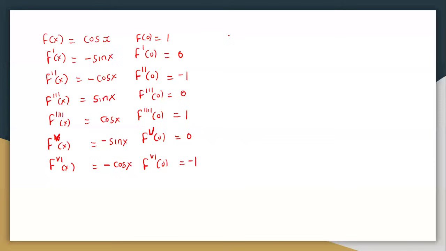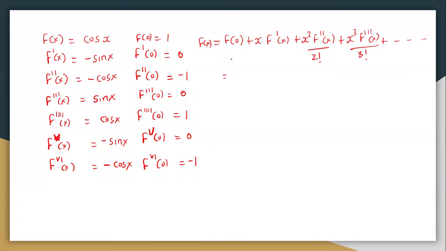Now, we go back to our expansion, that f of x is f of 0 plus f prime of 0 times x, plus x squared, f double prime of 0 out of 2 factorial, plus x cubed, f triple prime of 0 out of 3 factorial, plus other things. So when we substitute in, you'll see that for f of 0, we have 1. The next one, we have 0. I go to the next one, which is going to be minus x squared out of 2 factorial.